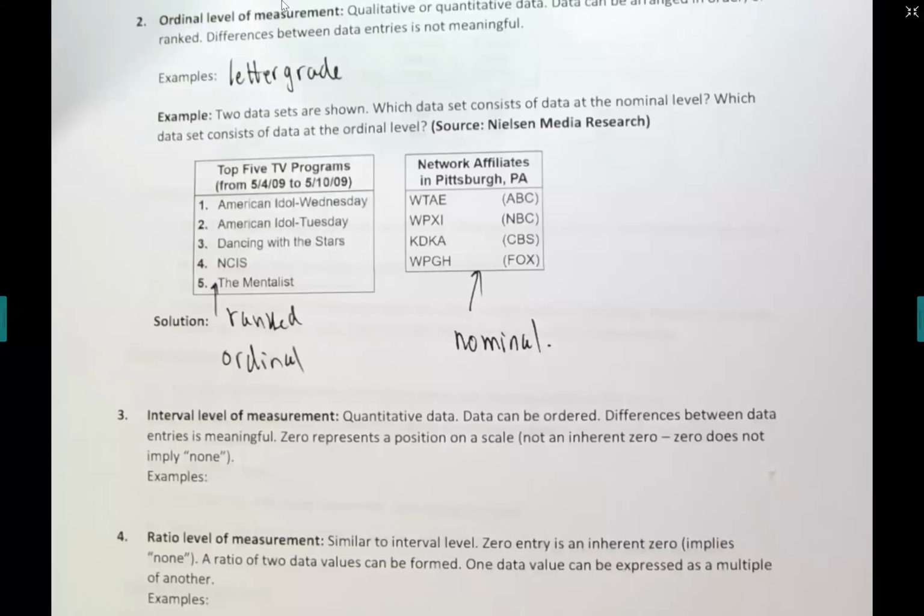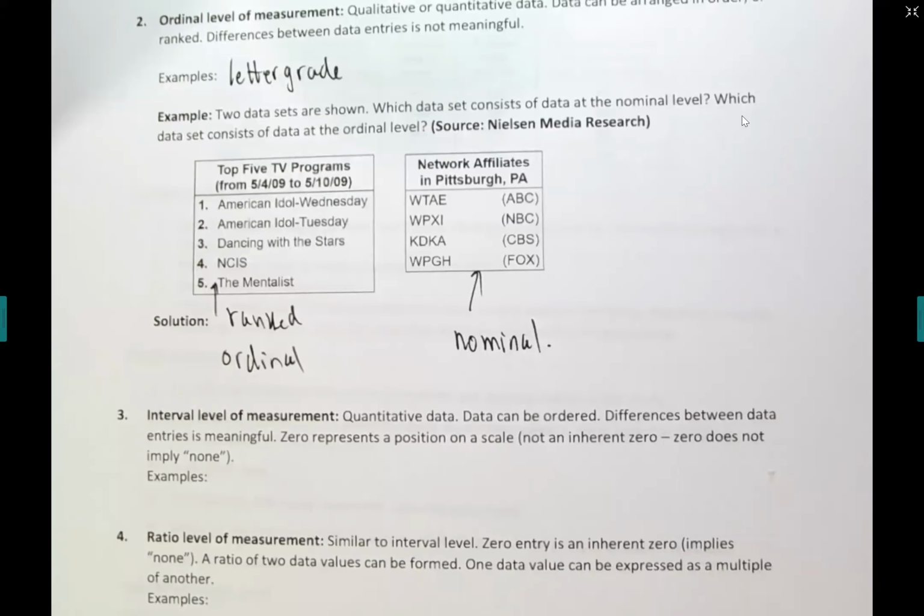All right. Number 3. Interval level of measurement. It's quantitative. It's numbers, guys. No attributes. Data can be ordered. You can order the data, just rank them. Difference between data entries is meaningful. So if you subtract 2 values at this level, it has a meaning.